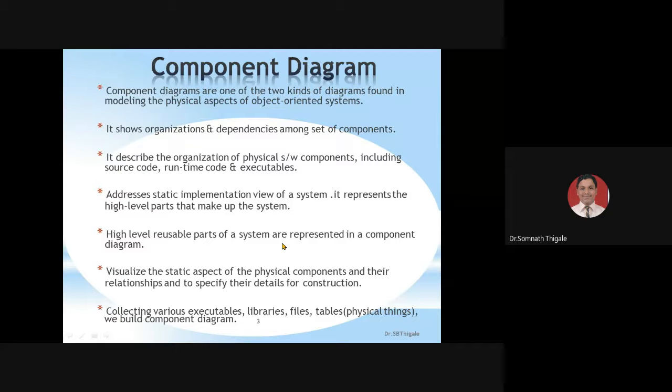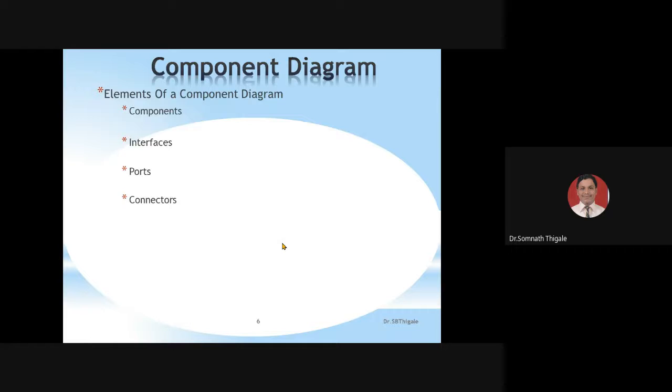It will visualize the static aspect of the physical components and their relationships to specify their details for the construction. So collecting various executable libraries, files, tables will build a simple component diagram. We will see a few examples and then we will come to understand the component diagram. Whenever I'm planning to go for the component diagram, I need to understand the component, the concept of interface, then the concept of ports. And once we get this idea, we can have the connectors.